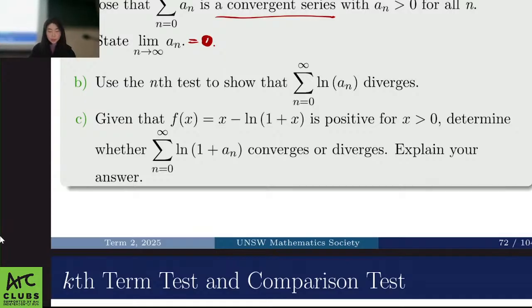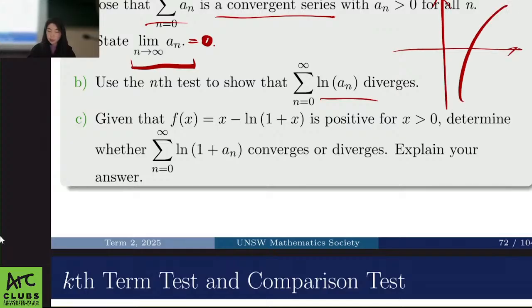Secondly, we want to use the nth term test, or basically the kth term test, to show that the series of ln an diverges. So here we have to use what is given to us. If the limit of an as n approaches infinity is 0, then if we draw the ln graph, which looks like this, and it intersects here at 1, this axis represents an, by the way. So if an tends towards 0, we know that ln of that is going to approach negative infinity, and therefore we know that this series must diverge.